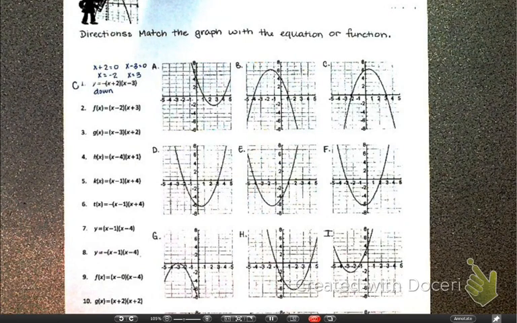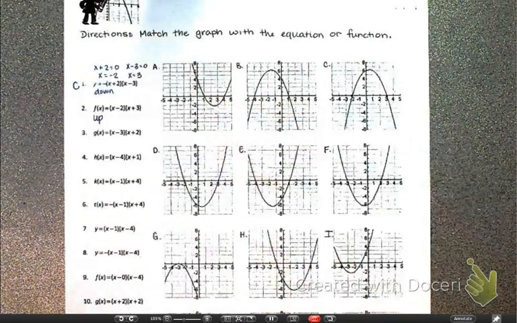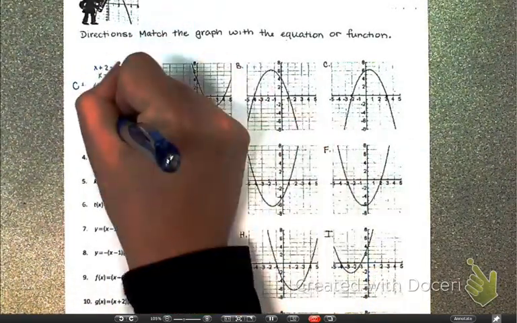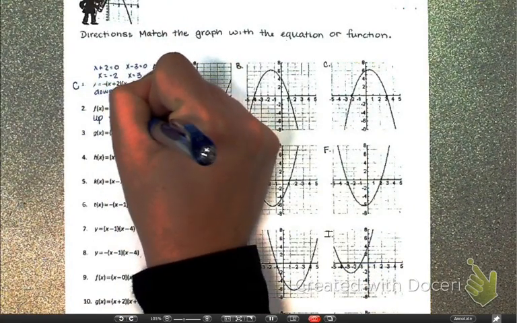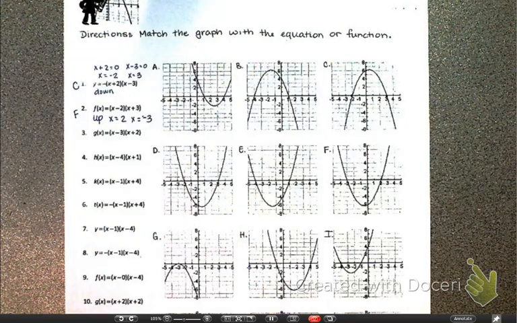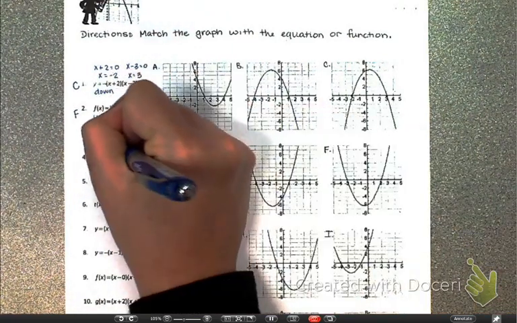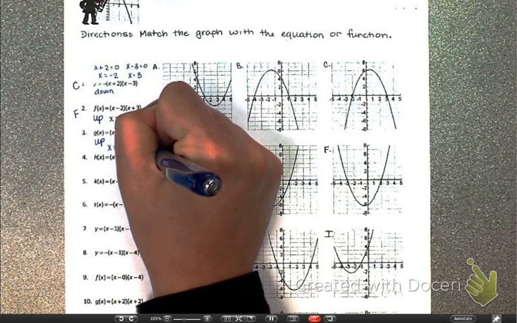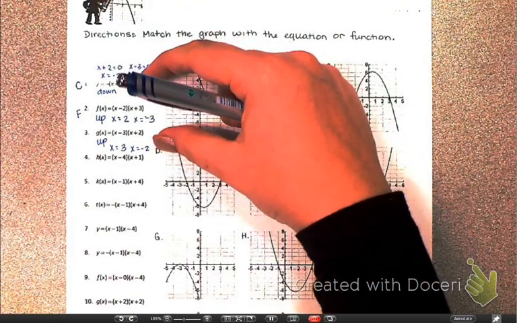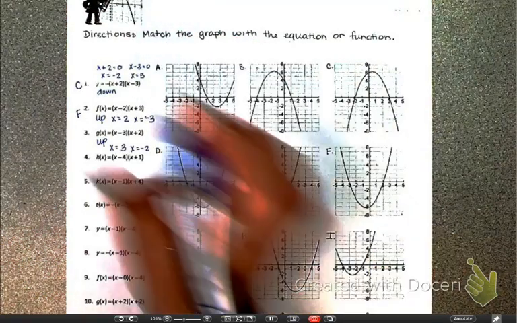Okay, let's see how we did. I'm going to go through and we're going to talk about whether it opens up or down, and then we're going to look at what the x-intercepts are to match. So number 2 opens up because there's no negative out front. My x-intercepts are +2 and -3, which means you should have graph F. Number 3 opens up with x-intercepts at 3 and -2. So look, the intercepts are the same between 1 and 3. The difference is the direction it opens, right? You should have graph D.